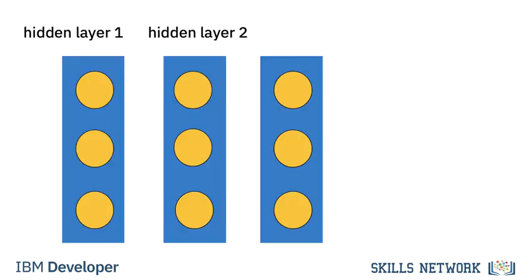We can add hidden layers. Here we have 2 hidden layers. If we have more than 1 hidden layer, the neural network is called a deep neural network. More neurons or more layers may lead to overfitting.